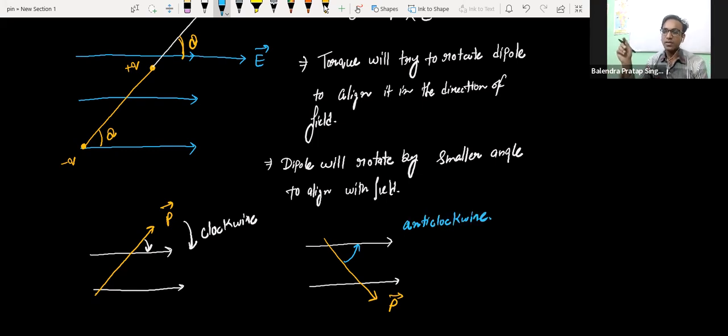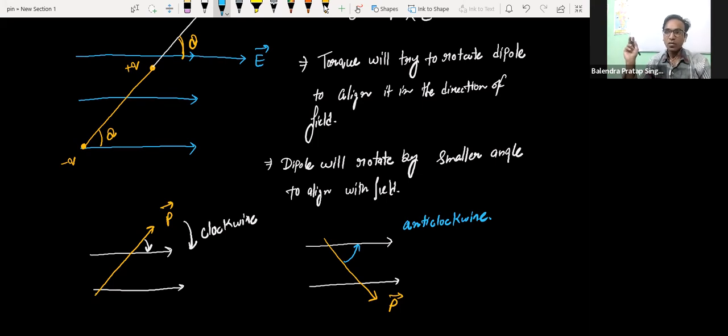This is all about the directions, how the dipole will rotate in an electric field. This is all about the torque experienced by a dipole when you put that dipole in some external electric field. It will start rotating, and that electric field will try to rotate the dipole to align it in the direction of the electric field. The dipole will rotate by the smaller angle, maybe in the clockwise or anti-clockwise direction. It depends on which direction you put that dipole in the external electric field.